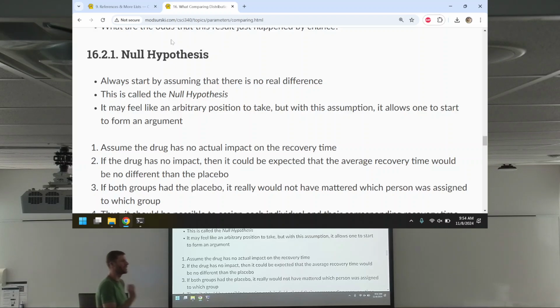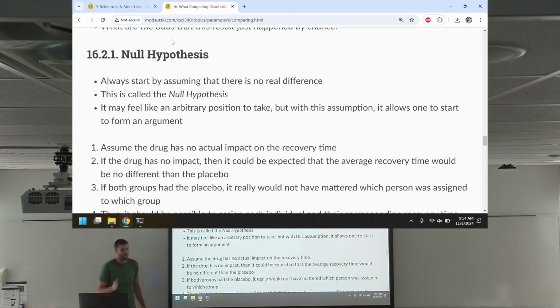the average recovery time would be no different than the placebo, right? If the drug has no effect, the average recovery time should be effectively the same. We saw that they were a little bit different, but again, that was just by rolling the dice. So if the drug has no impact, we should expect the recovery time to be the same. If both groups had a placebo, it wouldn't matter which person was assigned to which group.